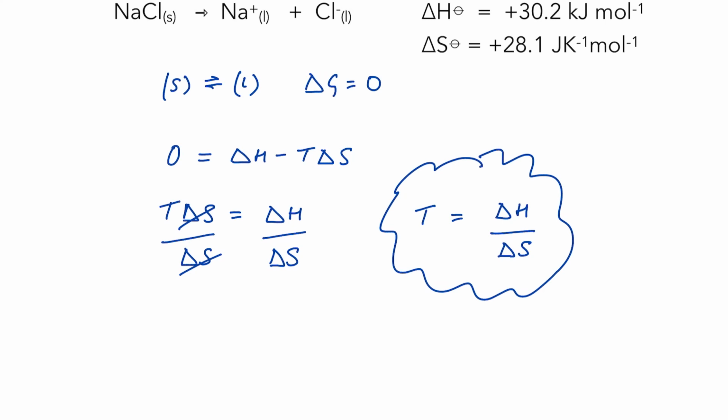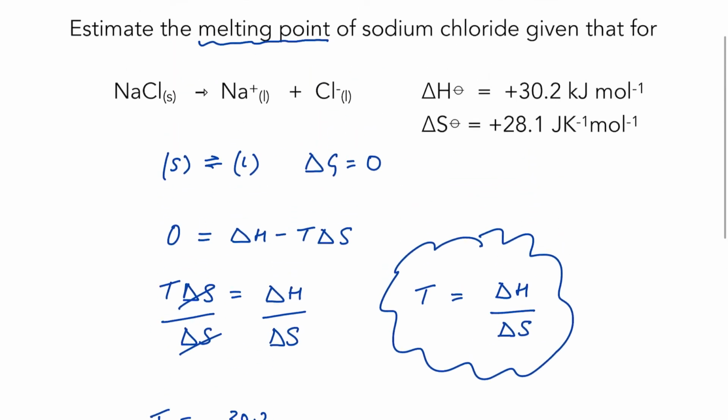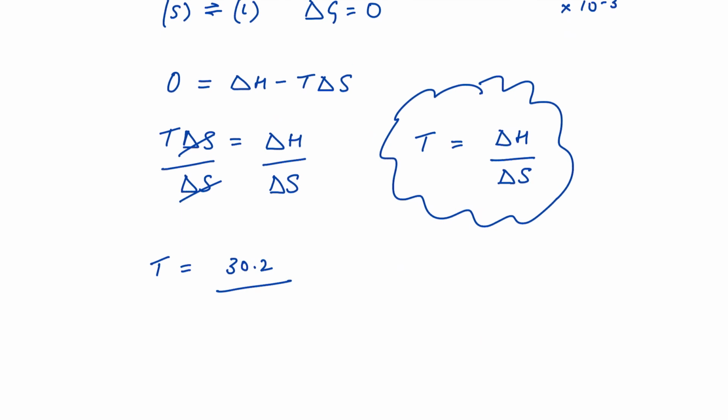Now that we have this, we can just throw in our numbers. So the melting point for sodium chloride is going to be the enthalpy change, 30.2, divided by entropy. Once again, this value here needs to be in kilojoules per mole, so I can divide by 1,000 or I can multiply by 10 to the minus 3, whichever way works for you. So that's 28.1 times 10 to the minus 3. Now we've looked at it both ways. Plug that into your calculator and it comes out to be 1075 Kelvin, which is really, really hot.